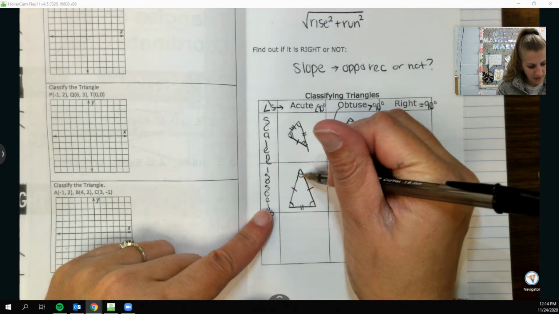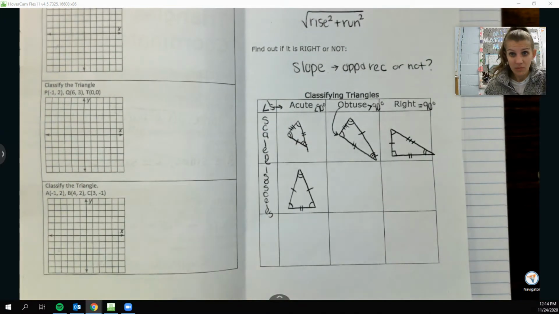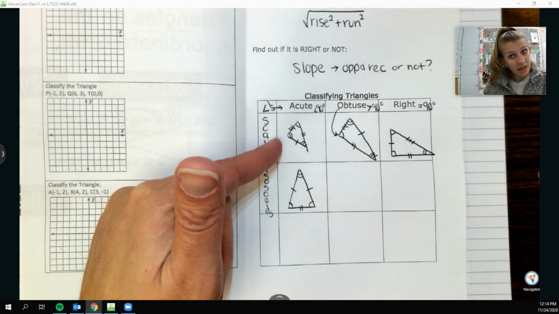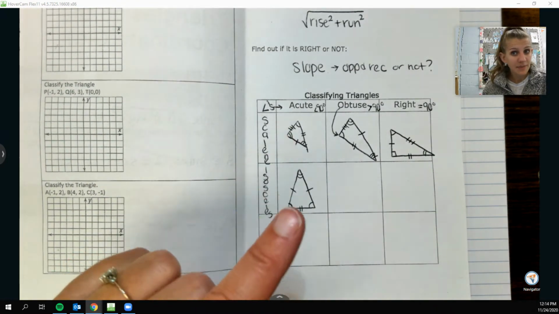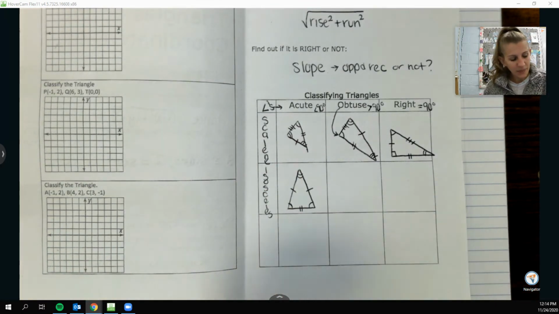So this one will be different. Now, that makes me remember, I should maybe mention up here, when all the sides are different, all the angles will be different. Okay? So when two sides are the same, two angles are the same.